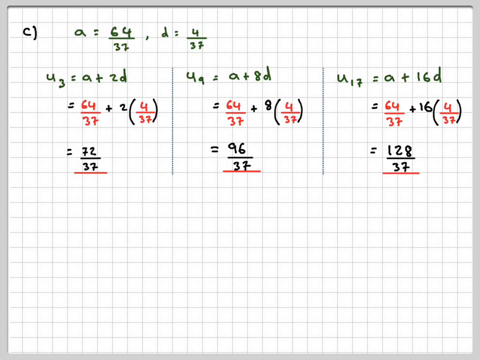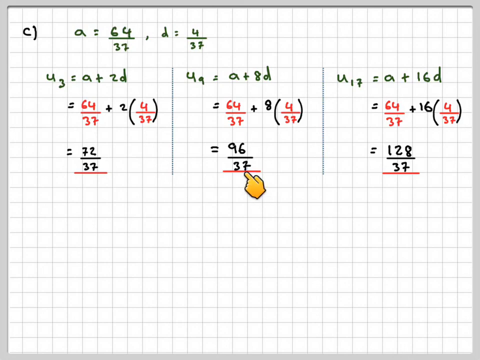So this has been a video to show you, given 3 terms of an arithmetic sequence that form 3 consecutive terms of a geometric sequence, how to find the common ratio of the geometric sequence, the first term and the common difference of the arithmetic sequence, and the original 3 terms of the arithmetic sequence.